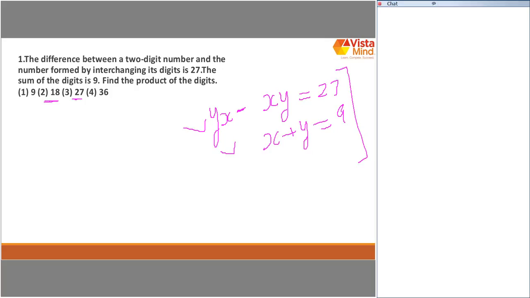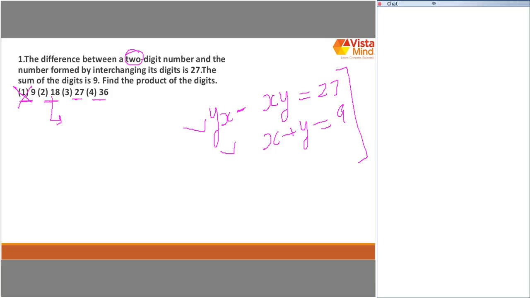So option number 1 is a single digit number, whereas we have a two digit number, so option number 1 straight away goes out of our calculation. So either the answer is 18 or 21 or 36. Now, the second condition says that the difference between the two-digit number and the number formed by interchanging the digits is 27.